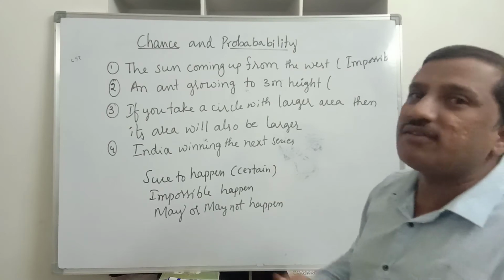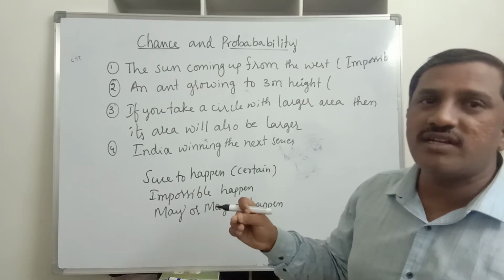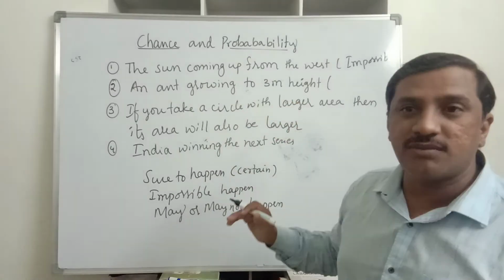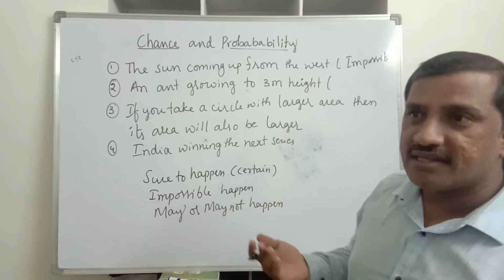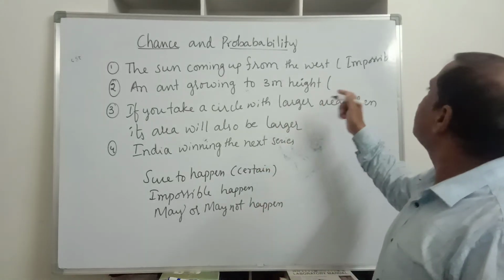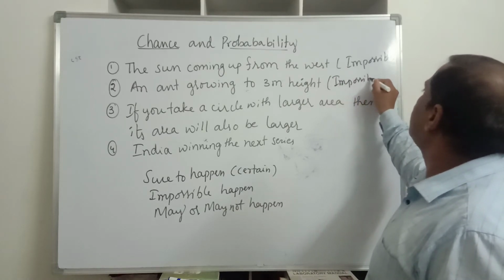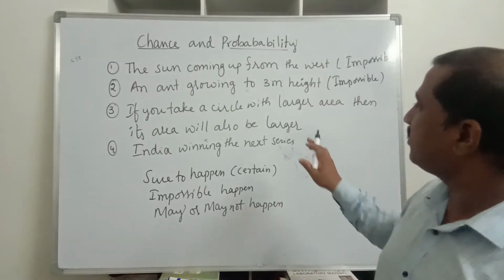Similarly, an ant growing to 3 meters height. What is the height of this ant? It is very small, maybe less than 1 centimeter. An ant growing to 3 meters, is it possible? 3 meters means 300 centimeters, which is very high. It is also not possible. So this is an impossible situation, impossible to happen. What about the third case?